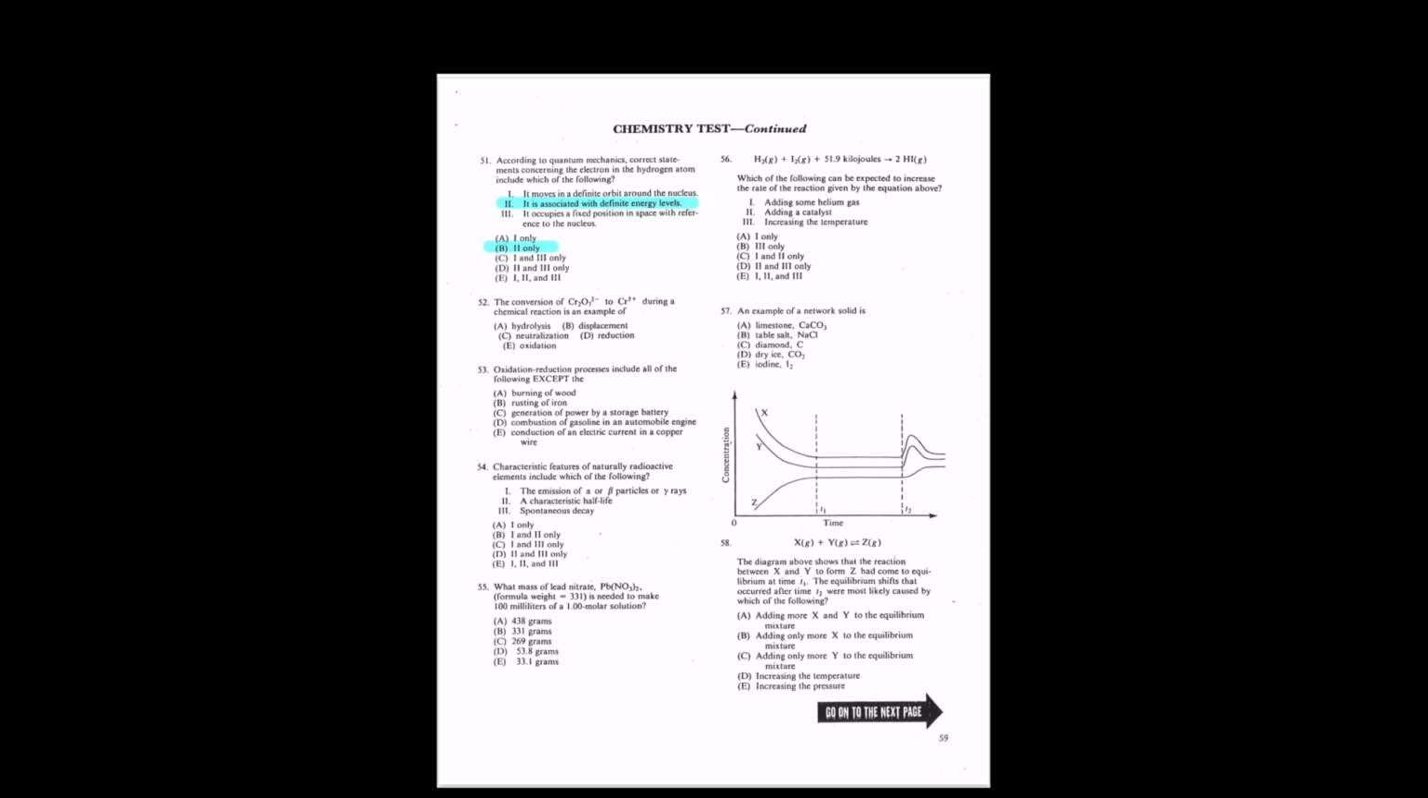Moving on to number 52, the conversion of chromate ion to chromium 3 plus during a chemical reaction is an example of. Okay. Let's calculate the oxidation state of chromium in the chromate ion. The oxygens are -2 each, the total oxidation state is -14, and the total for the ion is -2, so just add 12. There's 2 chromium ions, and divide that by 2, and you get +6.